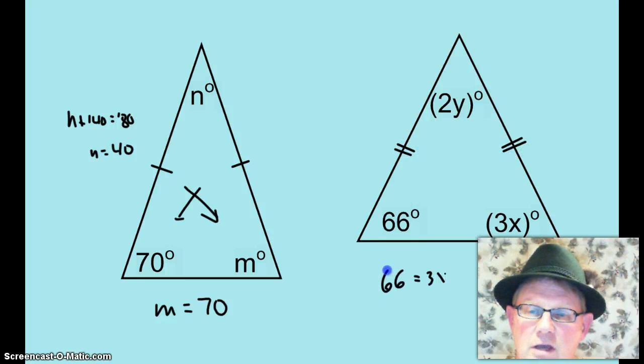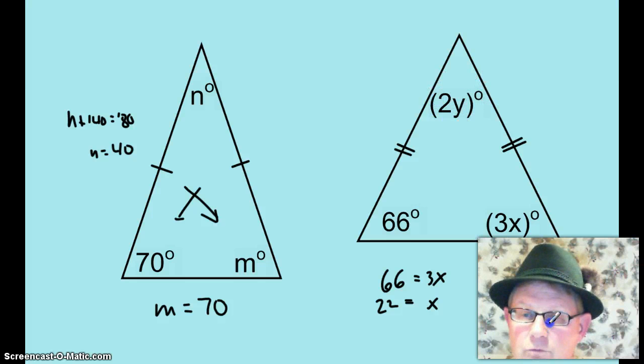Okay. Here you're given two sides congruent. 66 equals 3x. X is obviously 22. And now you get 66 plus 66. That's 132. Subtract that from 180, you get 58. 2y has to equal this 58 degree angle up here. Divide both sides by 2. Y is 29.